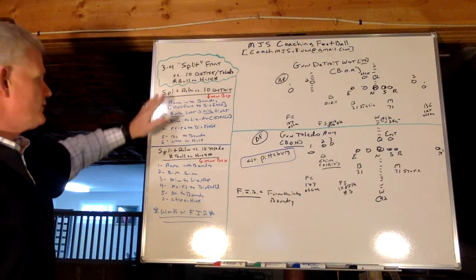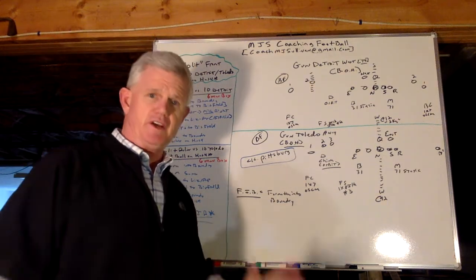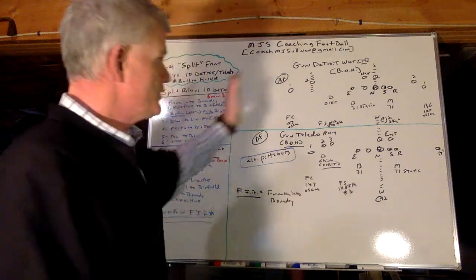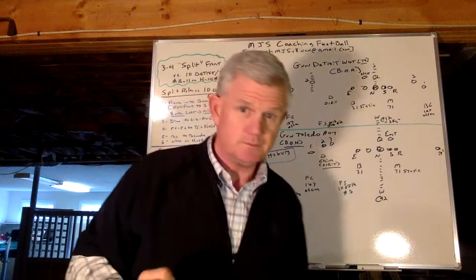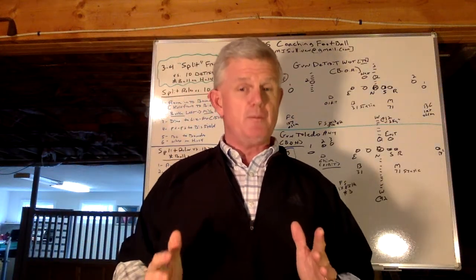In the split front, the rover, who's the outside linebacker that typically is on the tight end, we keep in because he's now part of the front. He goes into the boundary. This is a ball on the hash front. The ball's on the hash a lot more than people realize.